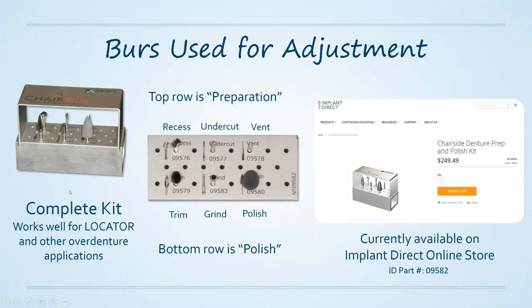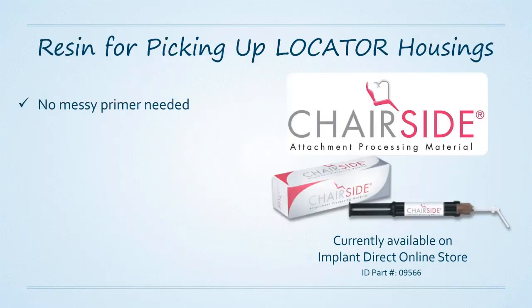And this works for locator as well as a variety of other different overdenture attachment systems. So if you do use a different type of abutment, a different type of attachment, it can work perfectly well. And then also you can use a reline material like a composite resin, like what you see here on the screen, also available from Implant Direct.